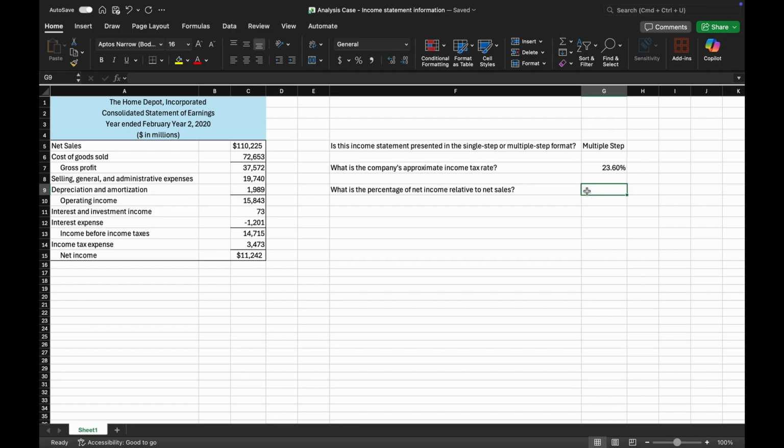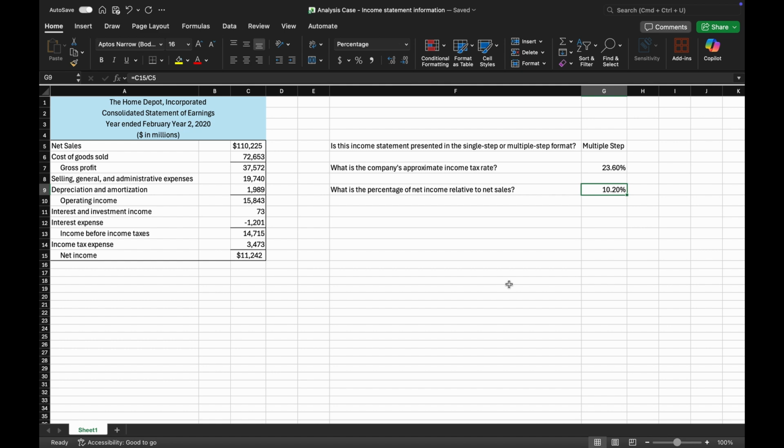So for the last question, what is the percentage of net income relative to net sales? Again, this is a pretty easy percentage to figure out. All we have to do is divide net income by net sales. So for us, that would be equals $11,242 million divided by $110,225 million. Gives us that decimal. Let's do the same thing. Percentage, two decimal places. And this tells us that the percentage of net income relative to net sales is 10.2%.